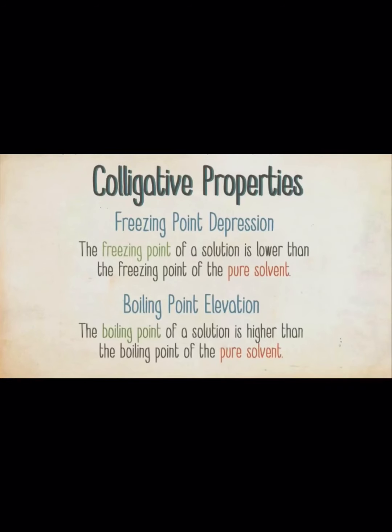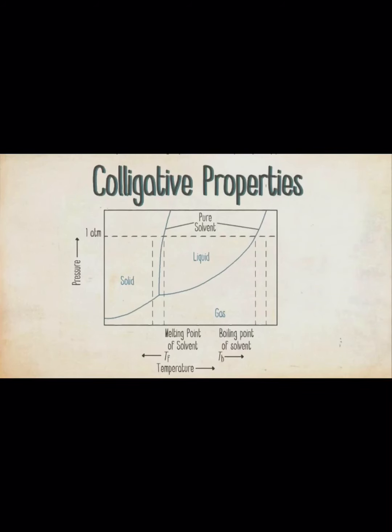As we just discussed, other colligative properties include freezing point depression and boiling point elevation. The freezing point of a solution is lower than that of the pure solvent, and the boiling point is higher. Both of these properties are a direct result of vapor pressure lowering. Let's look at the phase diagram for a pure substance. As we just saw, a solution has a lower vapor pressure than its pure solvent, so the vapor pressure curve is lower on the phase diagram.